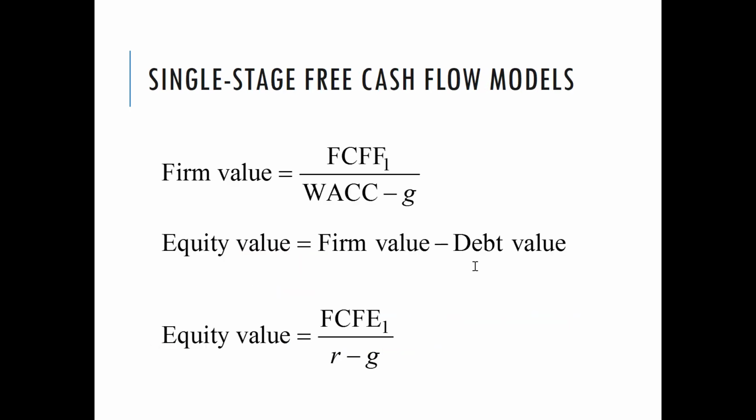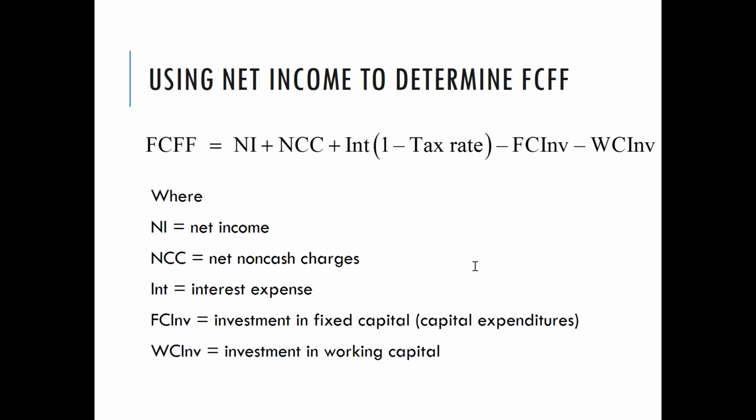Now, the first step in actually doing this in practice is you need to estimate what free cash flows to the firm are or what free cash flows to the equity holders are. So you need to first calculate what these are. To do this, we usually use the formula up here. For example, for free cash flow to the firm, we would use the above formula where we start with net income, we add net non-cash charges, we add back interest expenses after the tax rate. We then subtract any increases in fixed capital investments and increases in working capital.